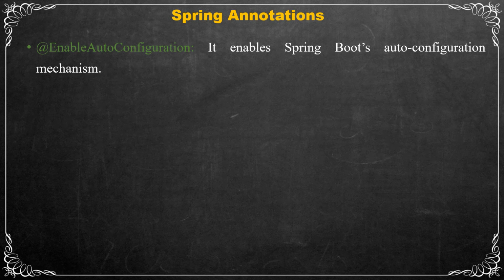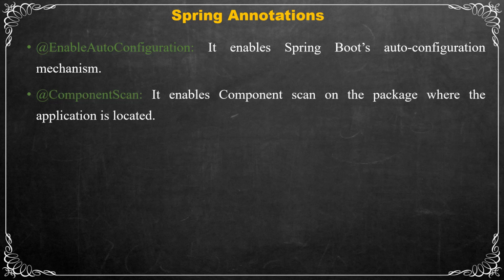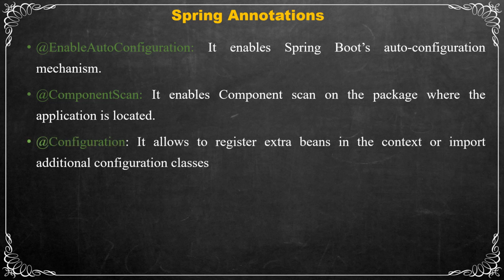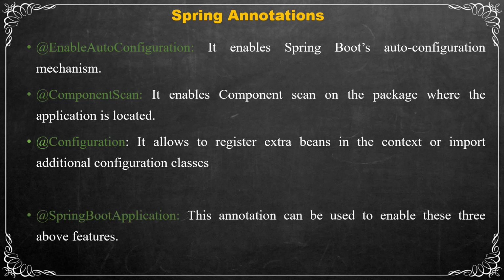Enable auto-configuration annotation enables Spring Boot's auto-configuration mechanism. Component scan annotation enables component scan on the package where the application is located. Configuration annotation allows you to register extra beans in the context or import additional configuration classes. Spring Boot application annotation can be used to enable these three above features.